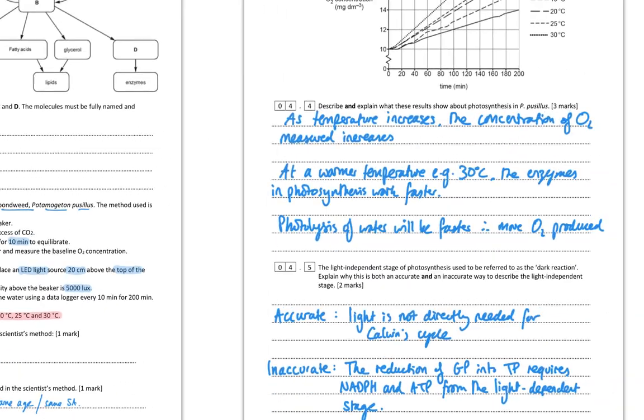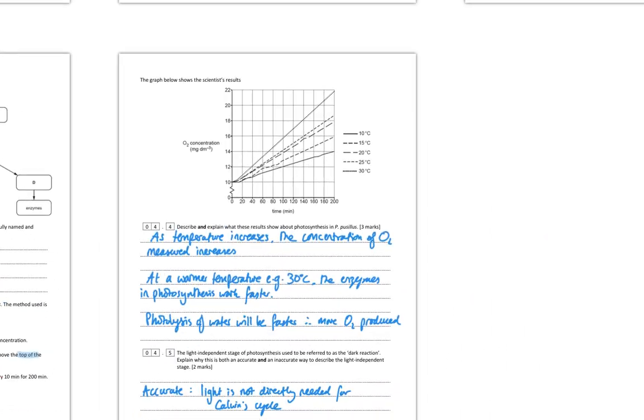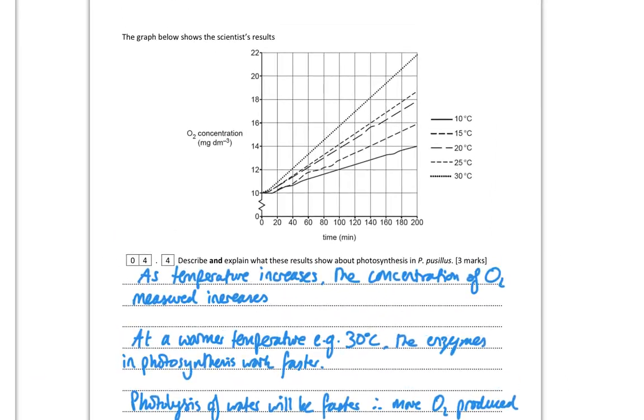And last two, 4.4. Again, it looks complicated, but it's actually quite simple. It's just making sure that you check the lines. So 10 degrees C, well that's that one. 15 degrees C, that's that one. 20 degrees C, that's that one. 25 is that one, and 30 is that one. So there's no tricks here. It's just that as temperature increases, the concentration of oxygen measured increases.